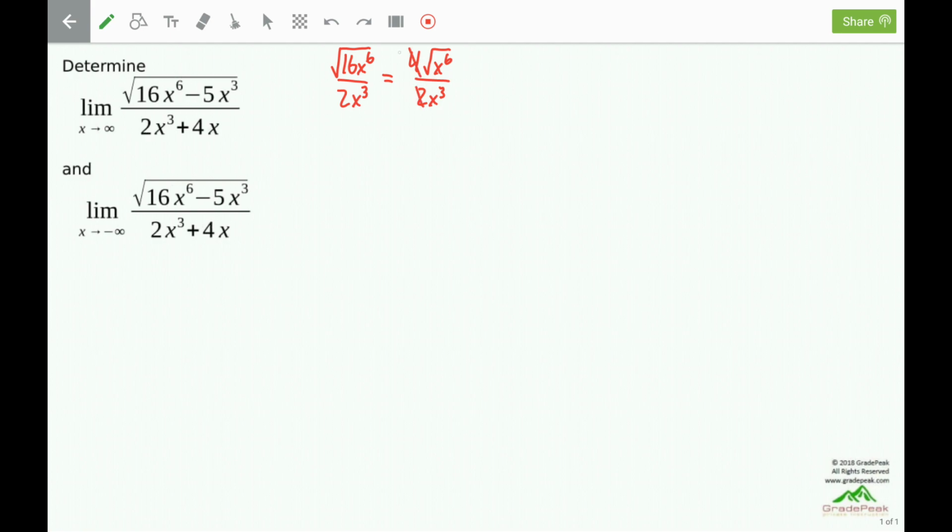The 4 and the 2 can cancel down, leaving a 2 in the numerator. The square root of x to the 6th: square root is the 1/2 power, and 1/2 of 6 is 3. It will be x cubed, however, since the power was even and the root was even, it will be the absolute value of x cubed. A power in an absolute value can move outside of the absolute value.